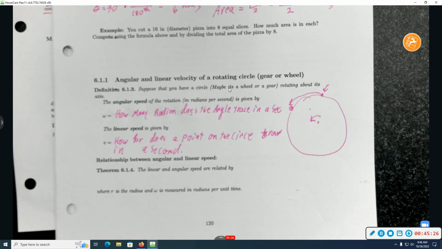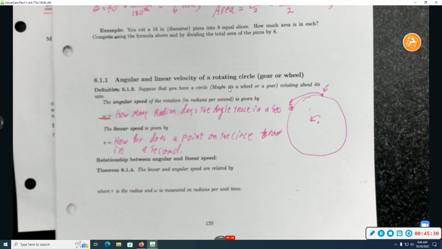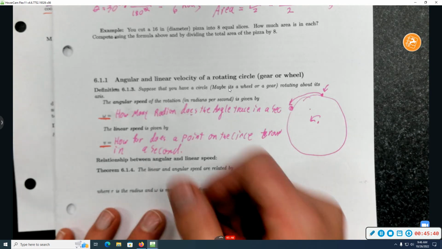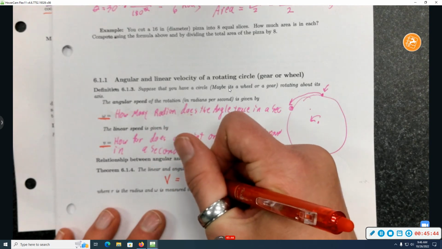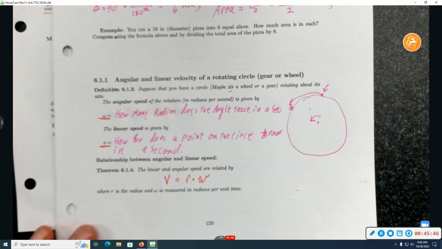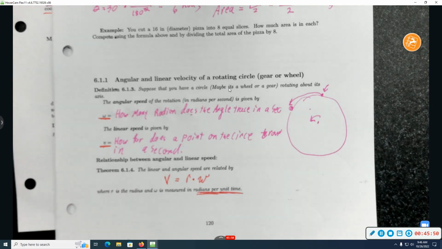And maybe here's the bigger point. I will often use the Greek letter omega, lowercase omega, to indicate the angular velocity. I will use the Latin letter v to indicate speed. These things are now related by linear speed is equal to the radius times the angular speed, as long as you're measuring everything in radians.